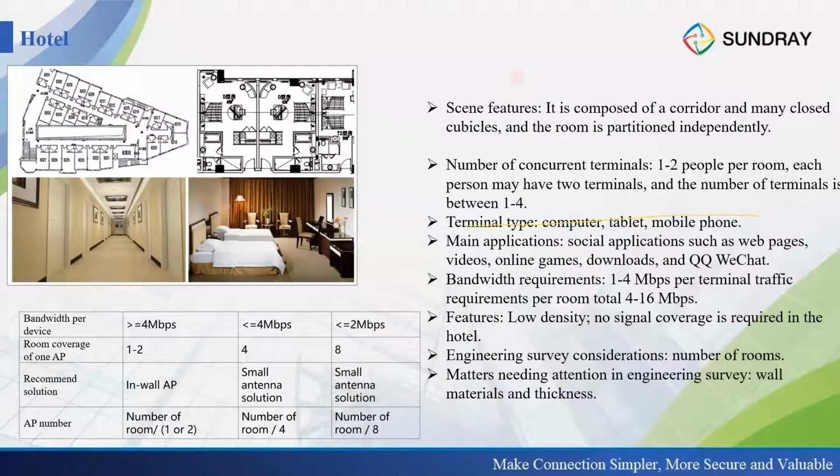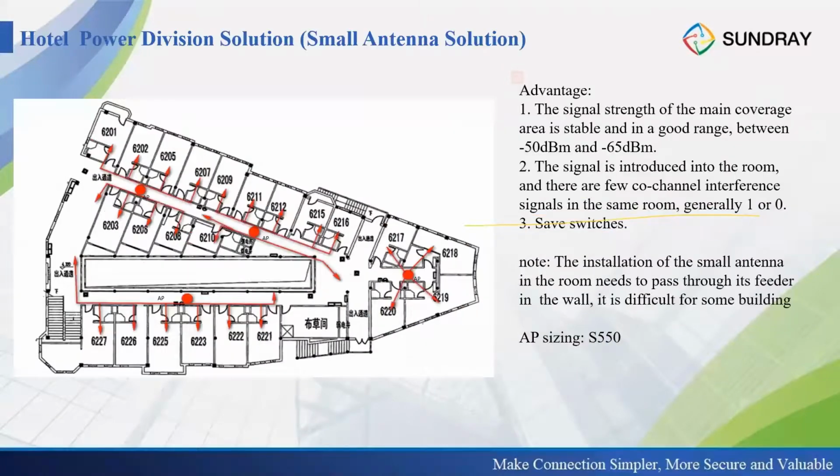Here you can see if you use S555, one AP goes to 4 rooms, that means they have higher speed, because that's the dual 2x2 MIMO. If the users don't have a higher requirement for speed, you can use one AP to cover 8 rooms.